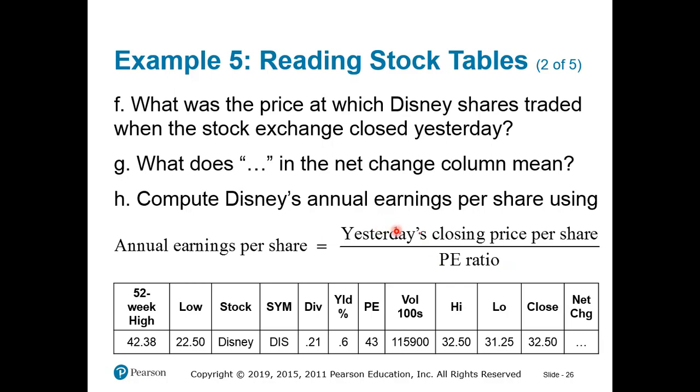This is basically yesterday's closing price divided by the PE ratio. Okay, so now I told you, you're not going to find this on the table, but you can calculate it using the formula, just by solving for annual earnings per share, because the PE ratio is on the table and is given to you.